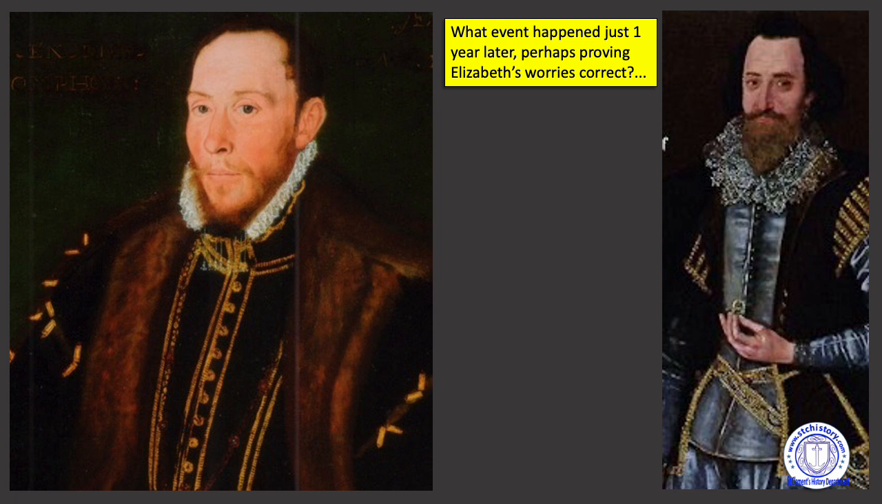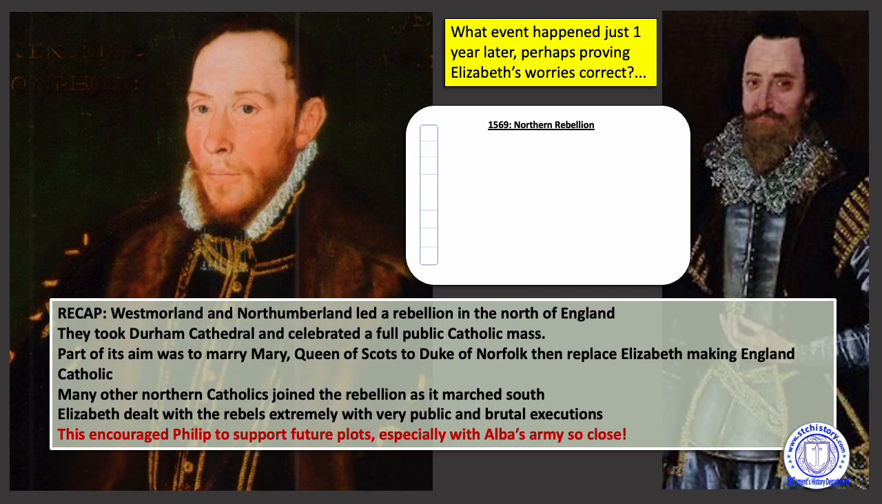So what event happened just 1 year later, perhaps proving Elizabeth's worries correct? So we know what that's going to be. That 1 year after Mary Queen of Scots arrives was the Northern Rebellion. Remember we said this last lesson as well, that it's a coincidence that the Northern nobles decided just as Mary arrives to have a rebellion. They hadn't had one for the previous 10 years, but again, that's really up to you to decide on that one. So, colour in your bars when you look at the little notes in the green box there.